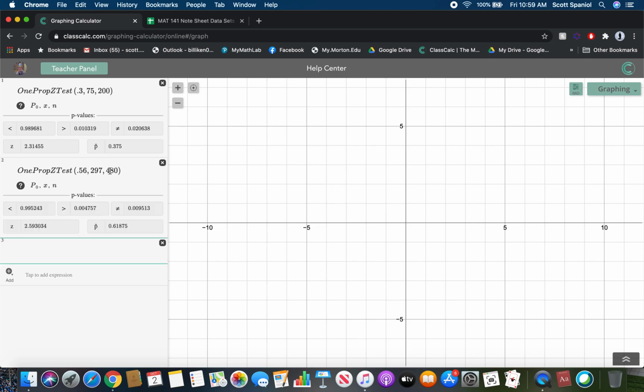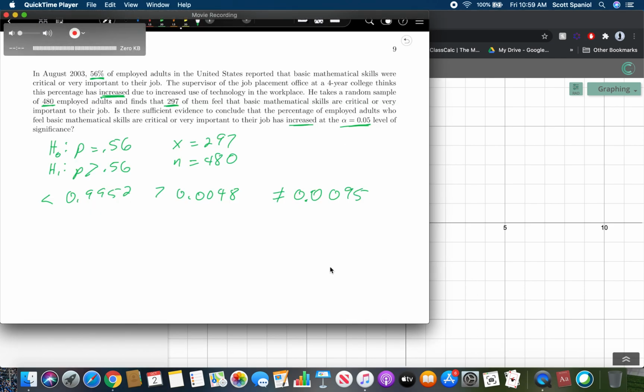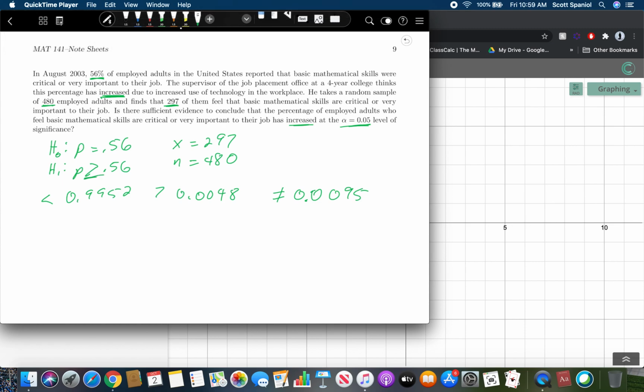And so in this case, we choose the answer. We get less than is 0.9952, greater than is 0.0048, and not equal to is 0.0095. I don't need the test statistic or p-hat, but if you wanted them, they're also given right there. And so then you just have to pick the correct inequality here. The one that matches what we're doing is greater than. So this is going to be the one we're using. So we won't use these other two numbers.